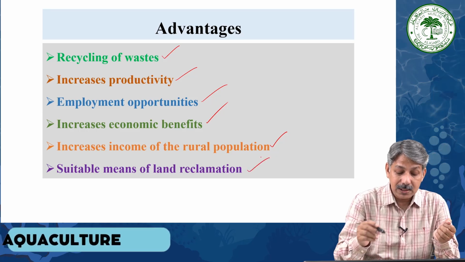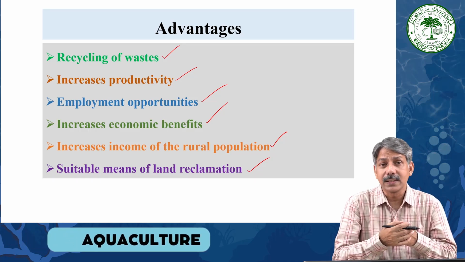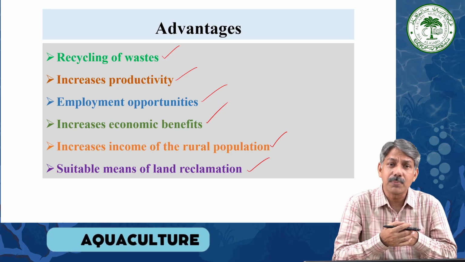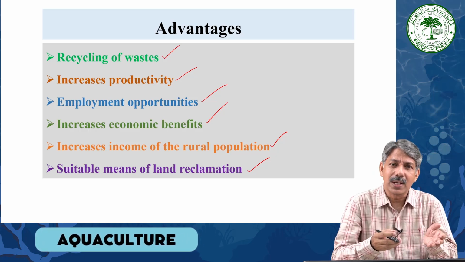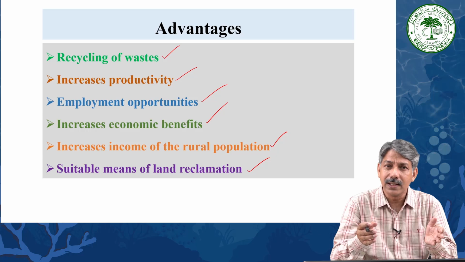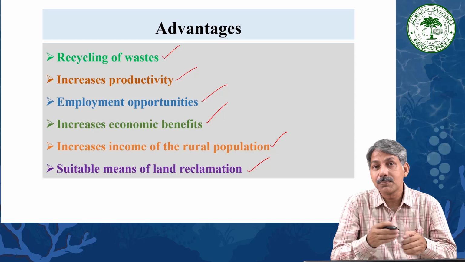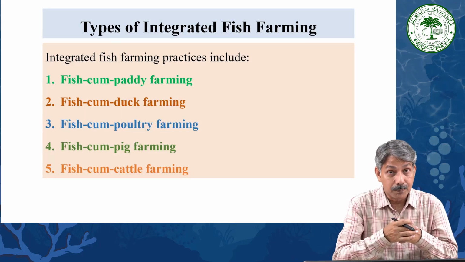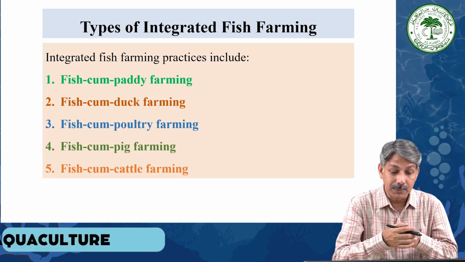Then, suitable means of land reclamation. As I told you, in many cases the dikes of the pond remain unutilized. They are not utilized for any purpose, or if they are utilized, it is only seasonally, and most of the time of the year they are unutilized. So if you are using any unutilized land for some productive purpose, that is again one of the good contributions to the overall well-being of that farm and the people involved in the farming practices.